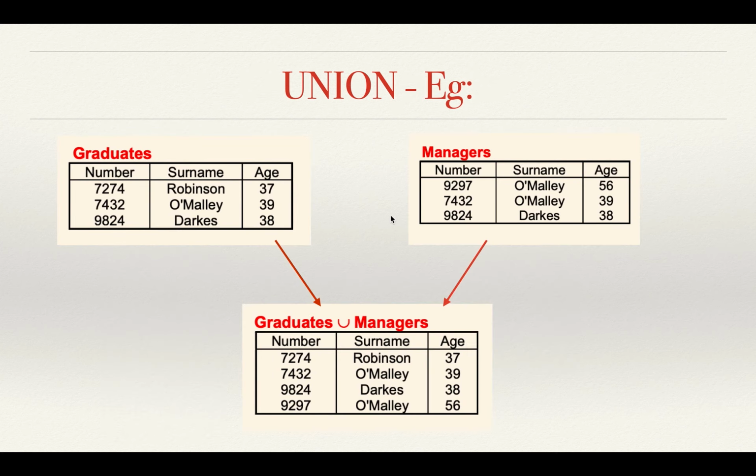The next example: you have a graduates table and a managers table. The operation is graduates union managers. So you can see here 7274, 7432, 9824 and 9297. 9824 is repeated twice, but in union the duplicates are not allowed and it is collapsed to one entry.